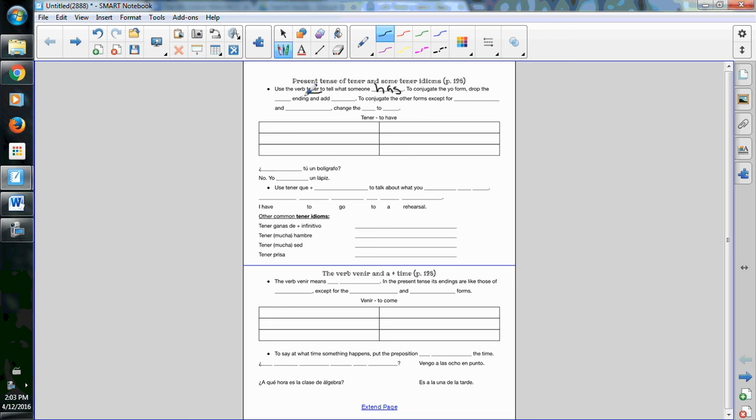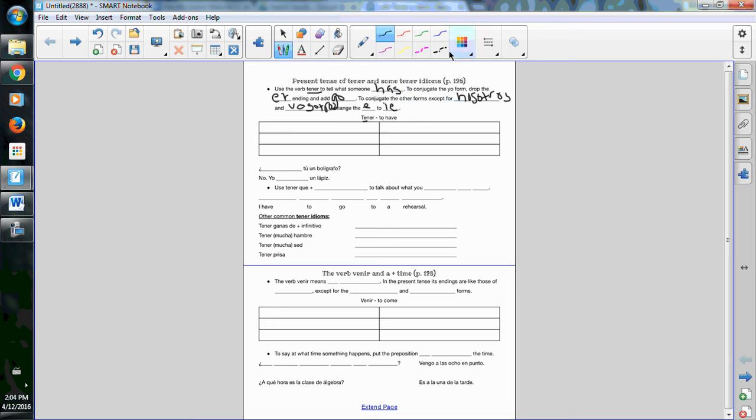To conjugate the yo form of tener, we drop the er at the end of tener, and we add go. So we know that form is tengo. To conjugate the other forms, except for nosotros and vosotros, we change the E in tener, that first E, part of ten, to an IE, and it's what we call a boot verb, so that's why we change it that way.